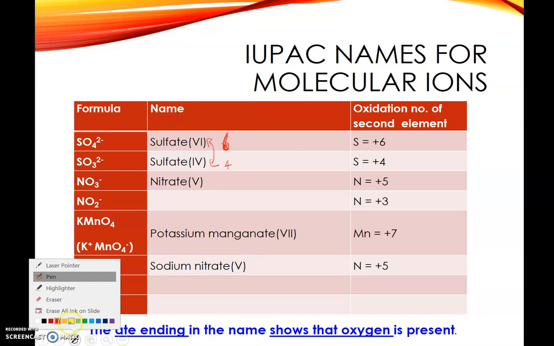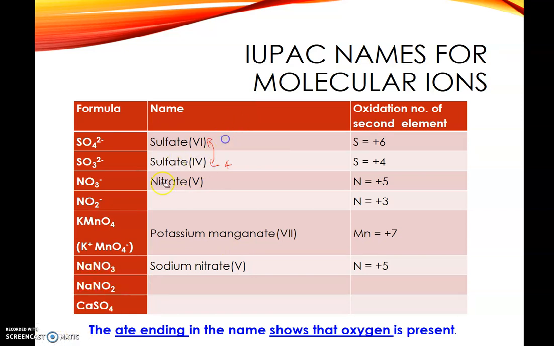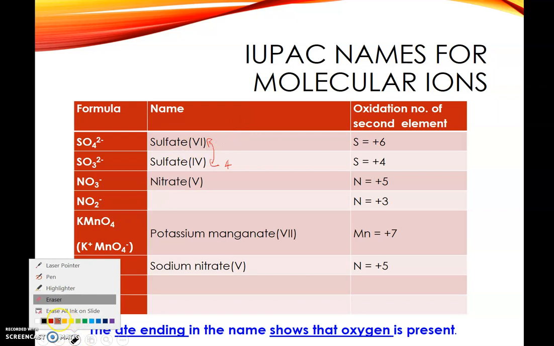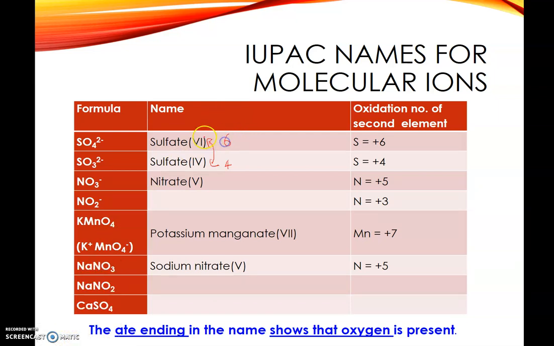So again, just be familiar with your Roman numerals. And so that tells us that in this ion, the oxidation state of sulfur is +6. The oxidation state of the sulfur here is +4. And then here we've got nitrate 5, which is an oxidation state of +5. So could you then write what the nitrate oxidation number in Roman numerals is here? And then could you apply these to these species down here?